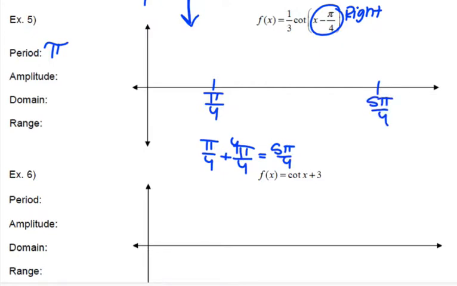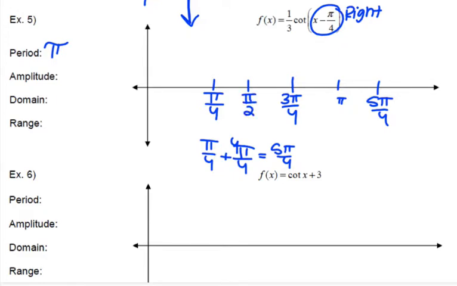Okay, we need 3 more values, so we're going to add those 2 values. Pi over 4 plus 5 pi over 4 is 6 pi over 4. Cut that in half, it's 3 pi over 4. Need another one. 3 pi over 4 plus 5 pi over 4 is 8 pi over 4. Cut that in half, 4 pi over 4. Well, that reduces to just pi. Okay, and then one more. Pi over 4 plus 3 pi over 4 is 4 pi over 4. Cut that in half, it's 2 pi over 4, which is just pi over 2.